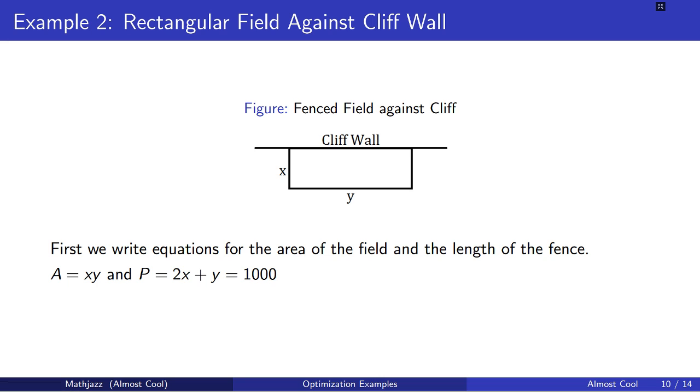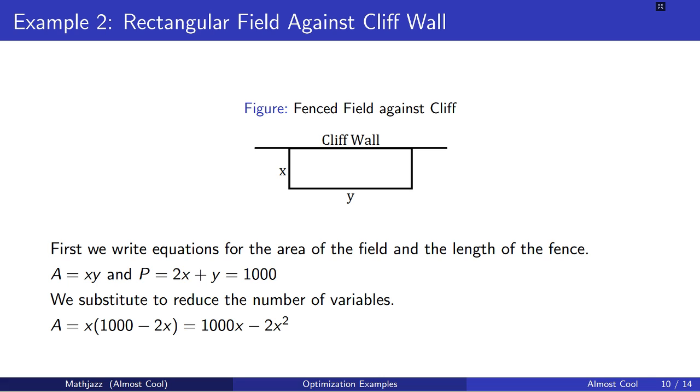So we know that the perimeter is going to be 1,000, so 2x plus y equals 1,000. The next step is we're going to solve for y, and then plug what we get for y into the area equation. We're going to solve the perimeter equation for y. When we do that, we'll reduce the number of variables and get a single variable calculus problem, and that'll allow us to find an answer.